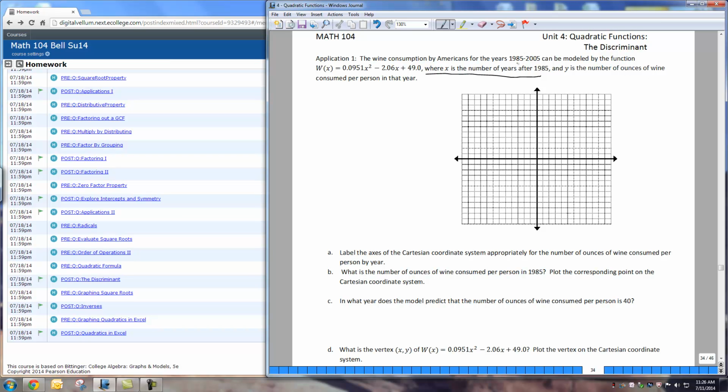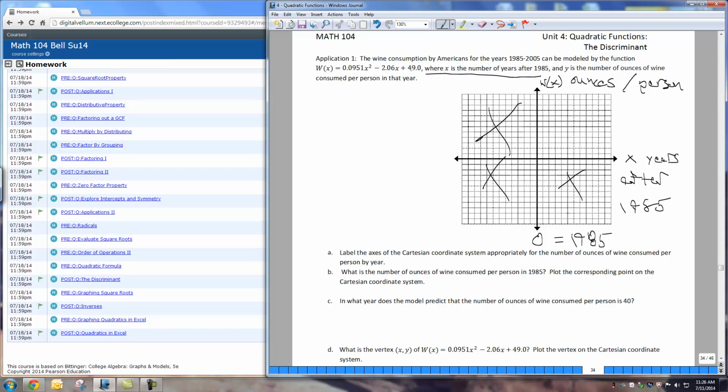So if we're starting in 1985, I don't care about these 3 quadrants. I'm going to let this be 0, which is equal to 1985, right here in the middle. So we only care about this top right quadrant. So this is y, the ounces of wine consumed, and this is x, the years after 1985, and wine is ounces per person.